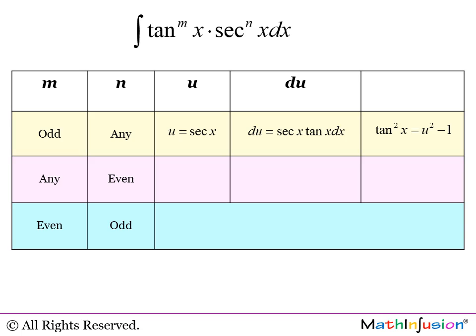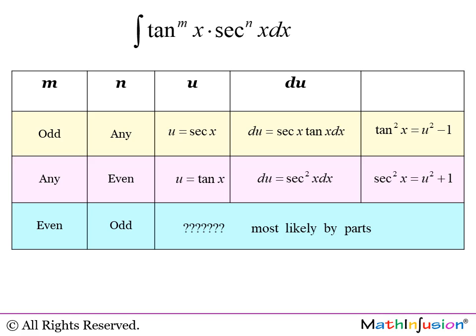What happens when n is even? Then the du is going to be secant to the power of 2x dx. It means that by doing so, after I've taken 2 from the exponent for the du, the exponent of the secant x is still even, because even minus 2 is an even number. So in this case, u is tangent x, and I have to use the Pythagorean identity that secant to the power of 2x equals tangent to the power of 2x plus 1, or u to the power of 2 plus 1. But here is a big troublemaker, so I will put a question mark here, okay?